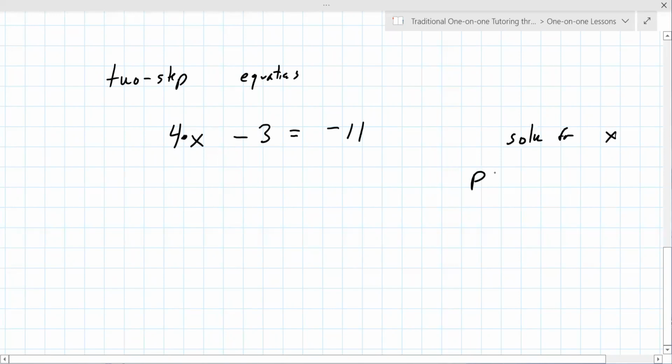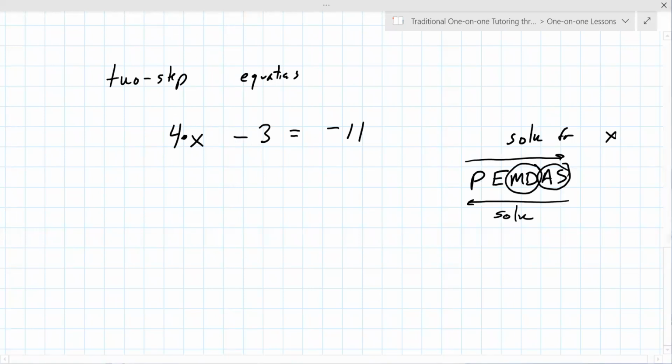Now you've probably seen this in the classroom for order of operations, right? When you're solving, you go backwards, meaning you undo addition and subtraction first, then multiplication and division. Meaning you need to undo this subtraction by 3 before you undo the multiplication by 4. So how do you undo subtraction by 3? You'd add 3 to both sides.